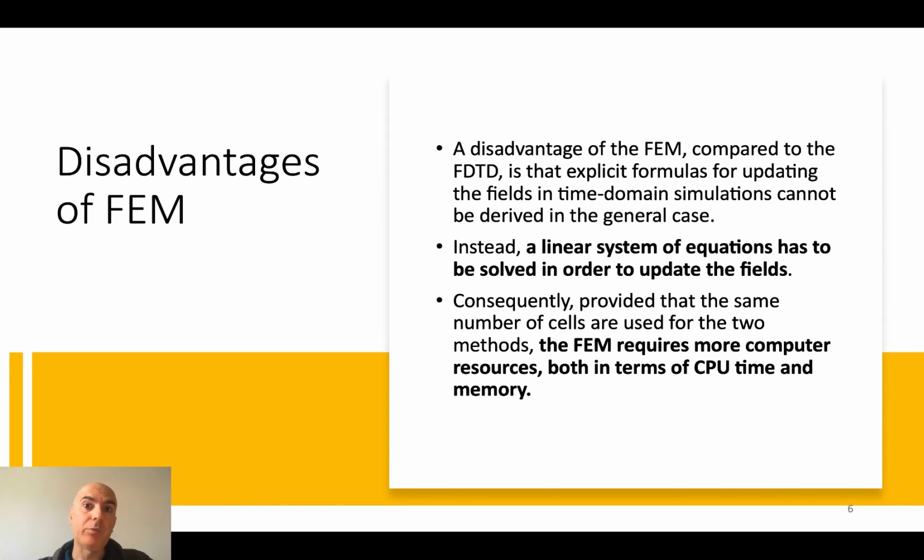So why is that? The reason is that compared to the FDTD, where we just update the values of the electric field and magnetic field, here we have to solve a linear system. One step is to form a linear system, and the second step is to solve the linear system using, for instance, a linear solver like conjugate gradient, GMRES, or LU decomposition.